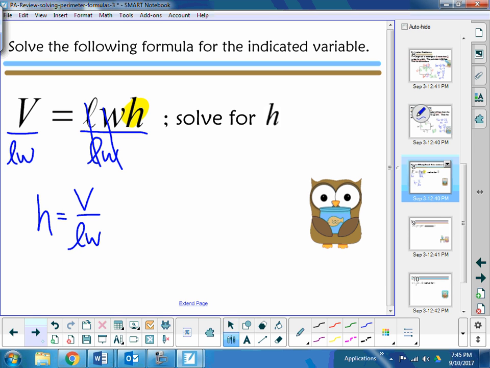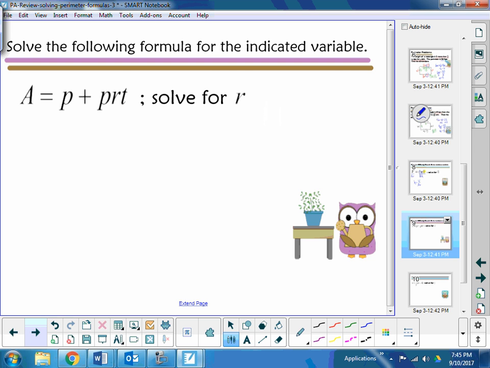Okay, next one. This time we're trying to solve for R. We want to get R all by itself, which is varied a little bit this time, but we can do that. So I need to isolate R, which means I really need to get rid of this P first. It's kind of out there out front, so we can really just add and subtract that away. Right now that is a positive P, so I need to subtract P from both sides. So I have A minus P equals P times R times T.